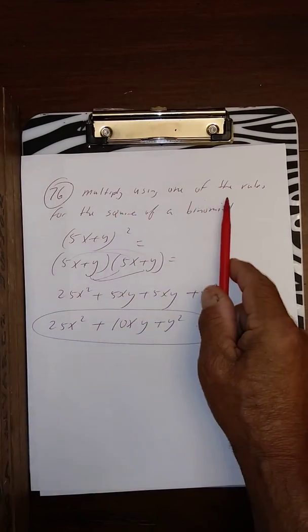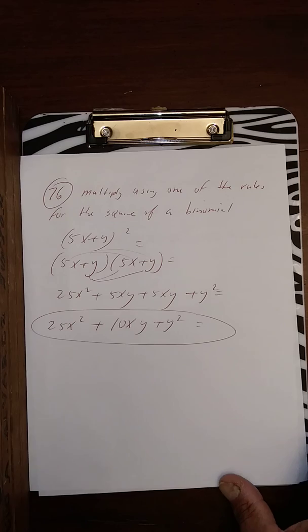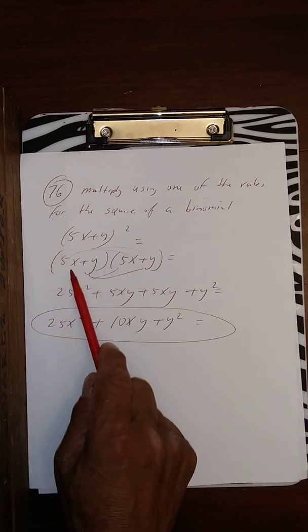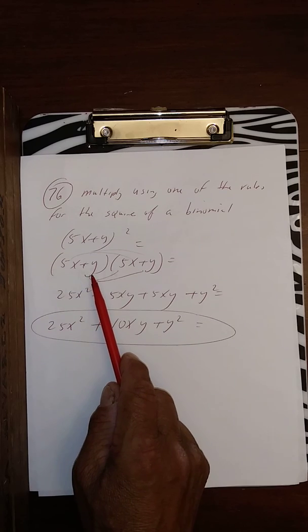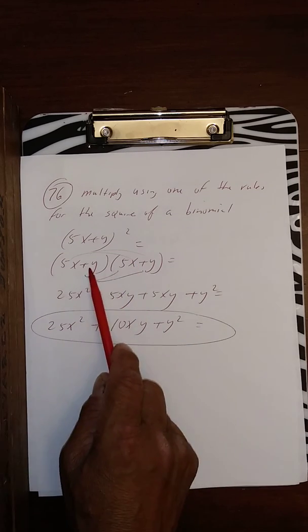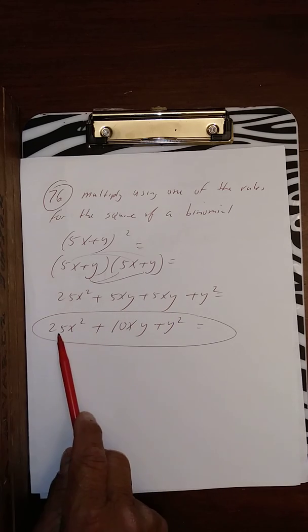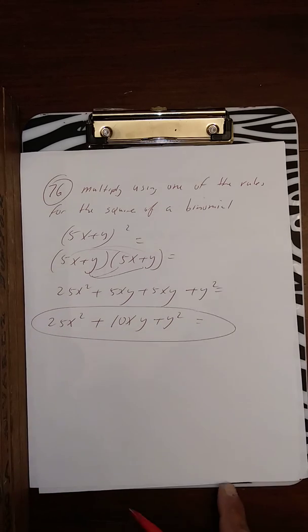Multiply using one of the rules for a square binomial. That's fine. So do it twice. 5x plus y, 5x plus y. 5 times 5 is 25x squared, and 5 times that is 5xy, 5xy, y squared. And together is 10, so 25x squared plus 10xy plus y squared.